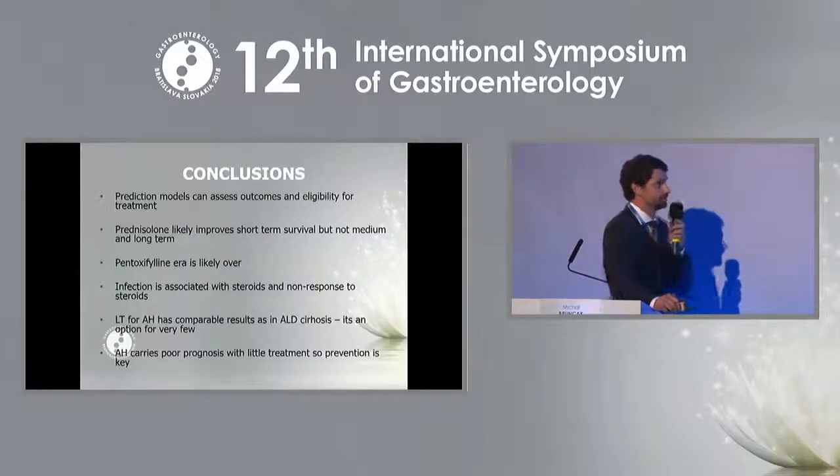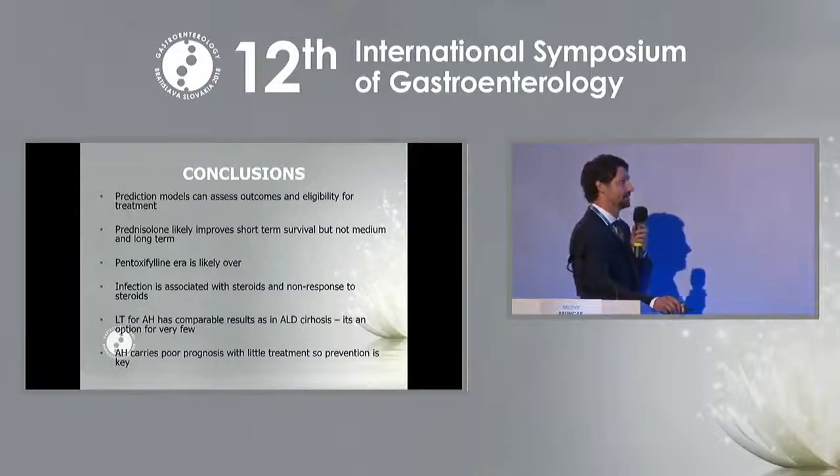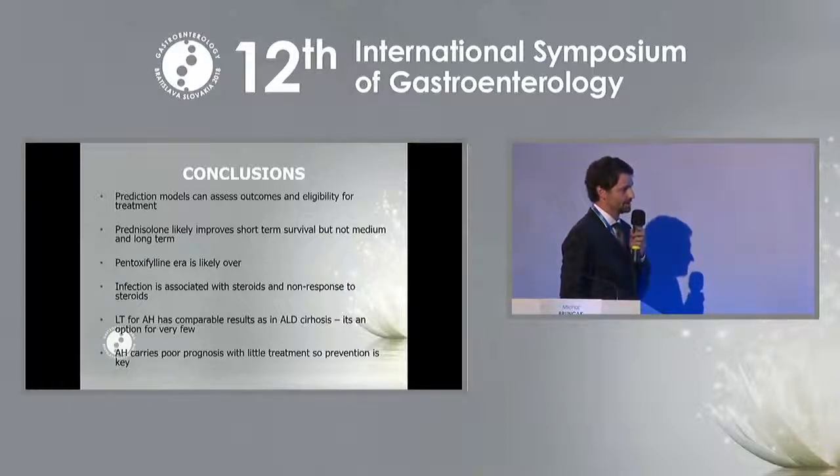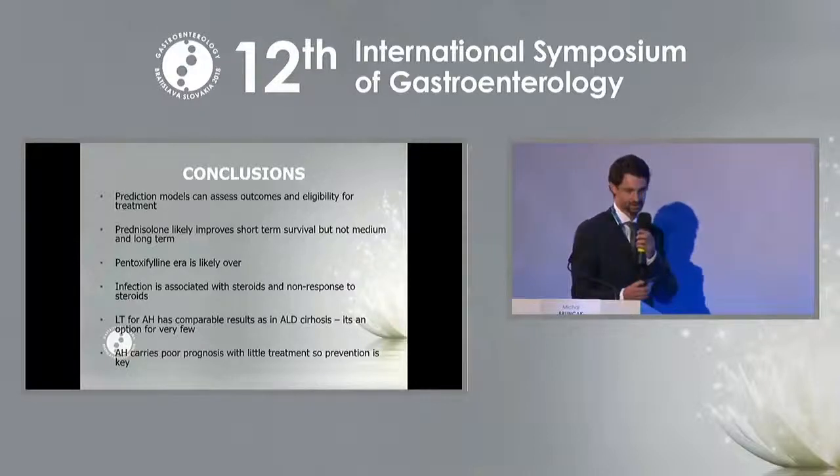And to conclude, prognostic models are very simple to use and very efficient tool to guide us in treatment of alcoholic hepatitis and to assess the prognosis. Pentoxifylline as a first-line therapy is probably over. Prednisolone likely improves the short-term survival. There's no effective treatment at the moment except the liver transplant to improve the survival of patients not responding to steroids. And the cornerstone of the therapy is prevention and abstinence.